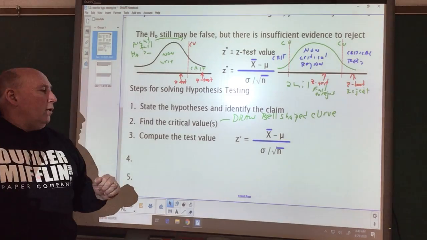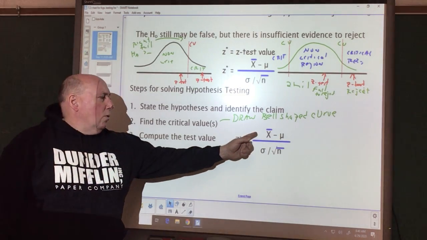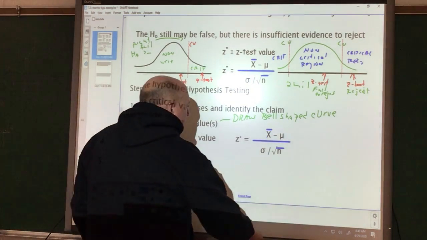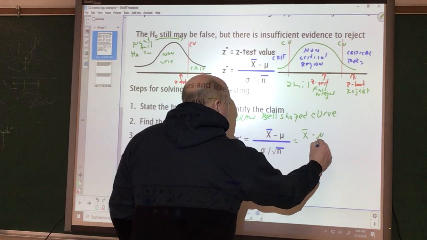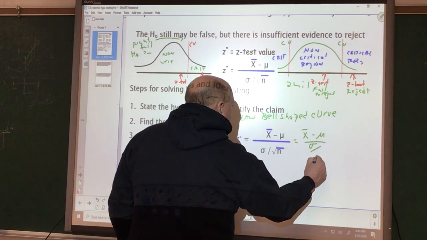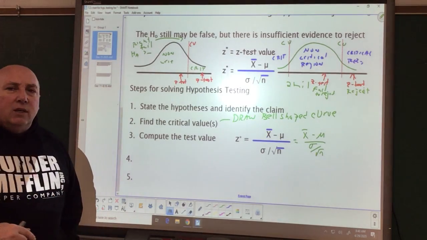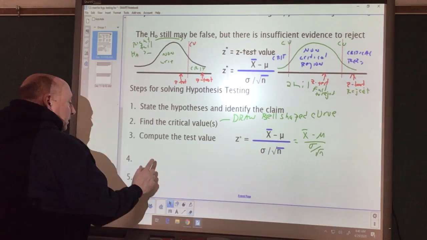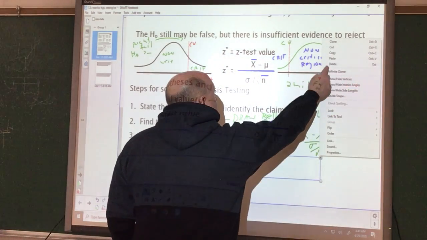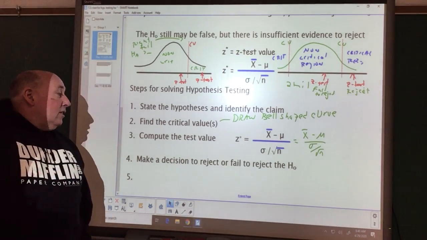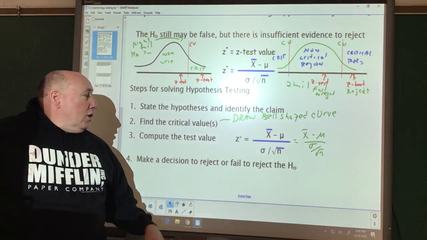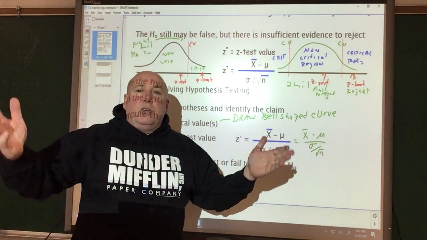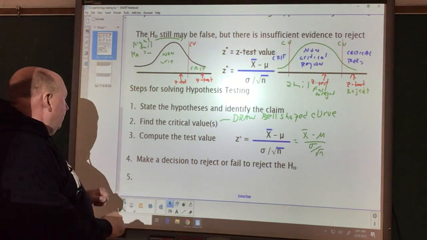Next thing we're going to do is compute the z-value, the test value, which is x bar minus mu divided by standard deviation divided by square root of n. Once again, this does not change. X bar minus mu, standard deviation divided by square root of n. Same way we did our central limit theorem. Okay, that's not going to change. Make a decision to reject or fail to reject a null hypothesis. So you're going to place this test value here. Where does it go? Do I reject or do I fail to reject the null hypothesis?